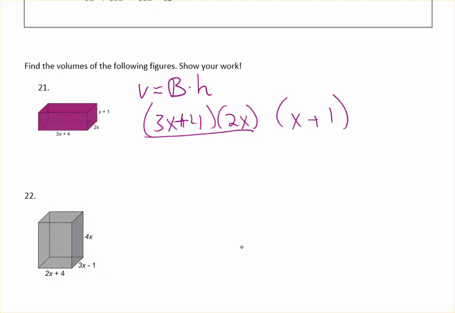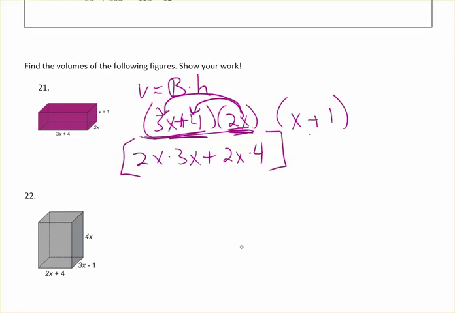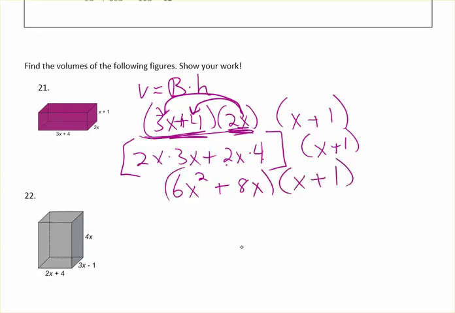This is the same as the distributive property. We have a monomial here times a binomial. So I need to take 2x, I'm going to go backwards this time, times each term in the parentheses. So I have 2x times 3x plus 2x times 4. And when I get that answer, don't forget that I'll have to multiply it by x plus 1. And now I simplify. So I'd have 2 times 3 is 6x squared, plus 2 times 4 is 8x. Now I'm ready to go ahead and multiply that by the height.